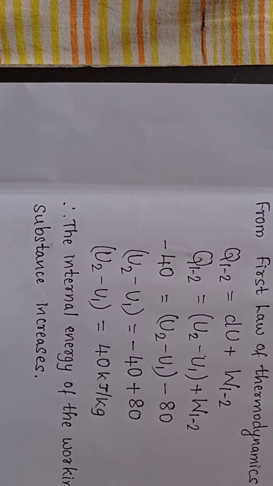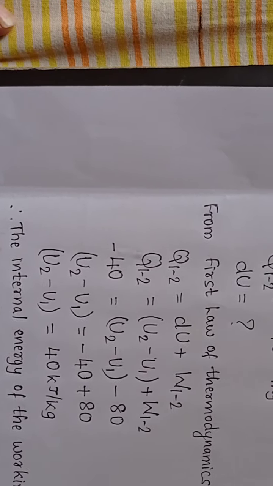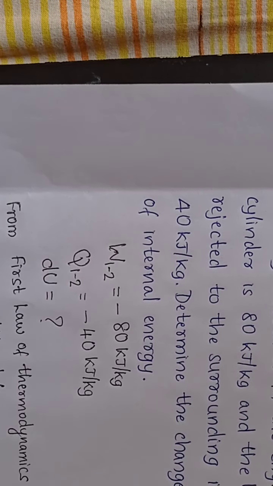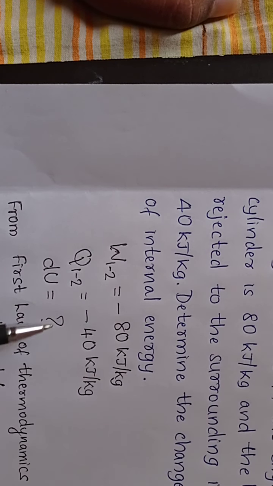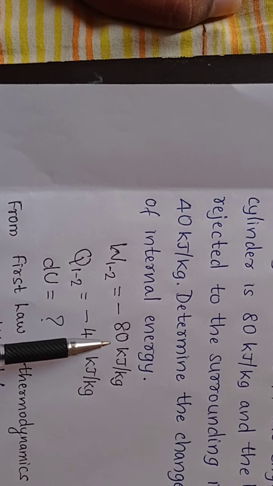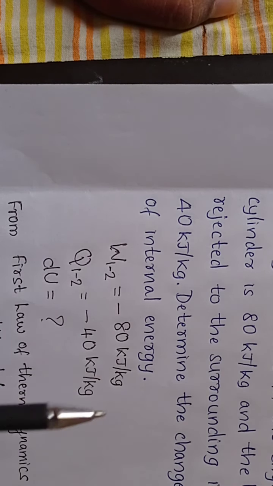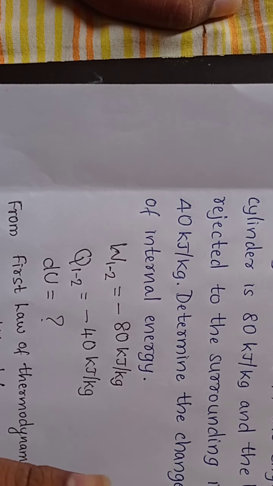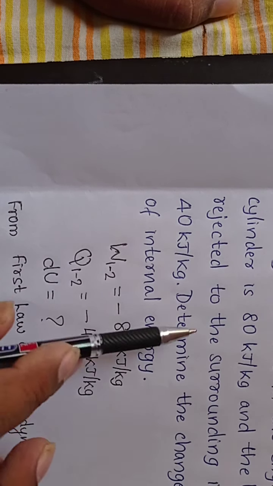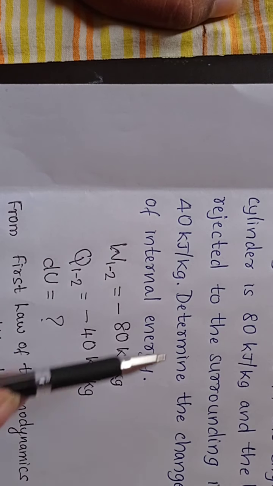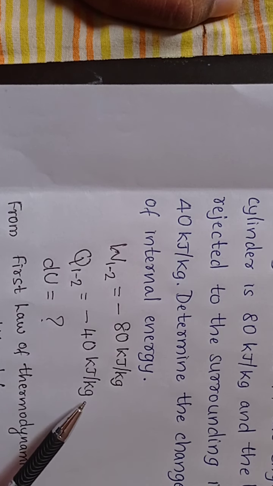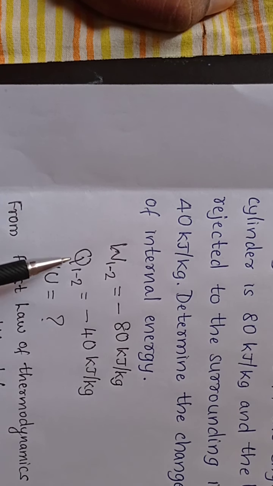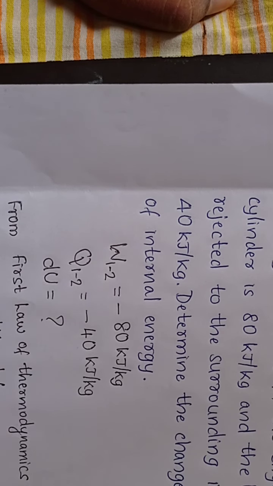So again I'll repeat the problem. Work done on the system, that is work done on the working substance, is given as 80 kilojoules per kg. Work done on the system is always negative, so minus 80 kilojoules. Then the heat rejected to the surroundings is 40 kilojoules per kg. Heat given out by the system is always negative. So Q12 is minus 40 kilojoules per kg.